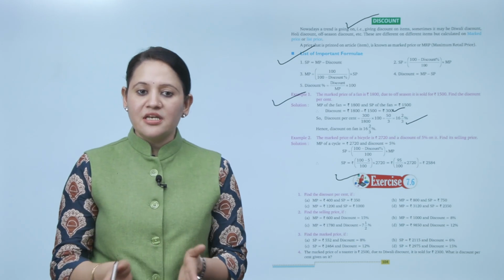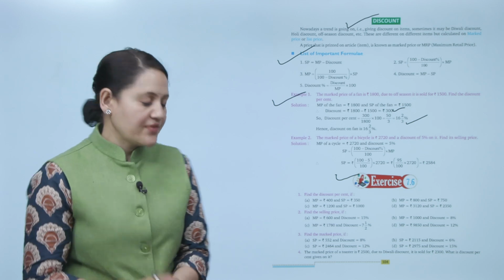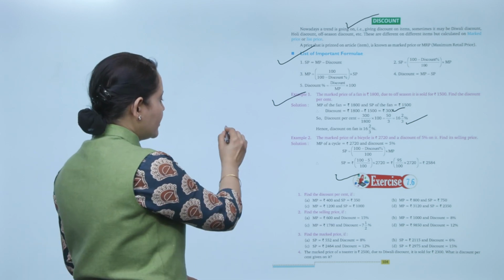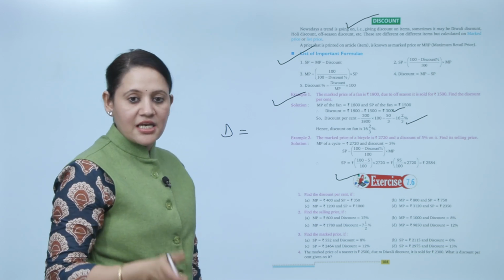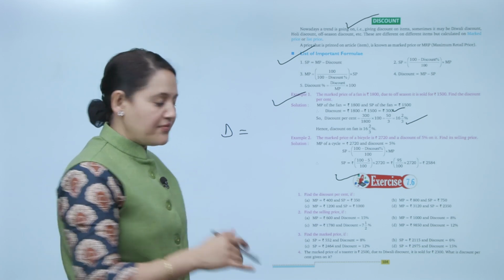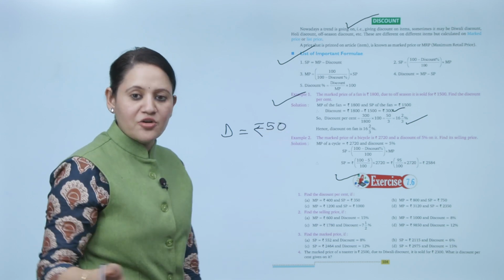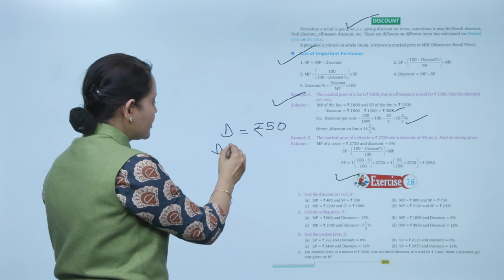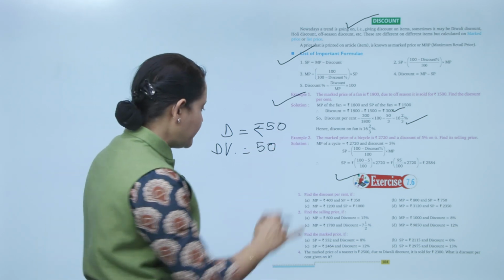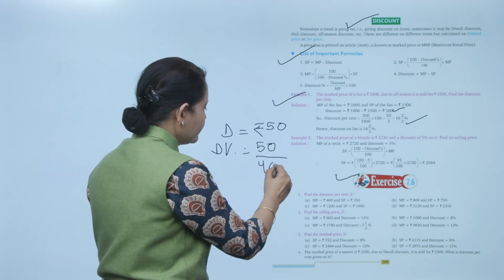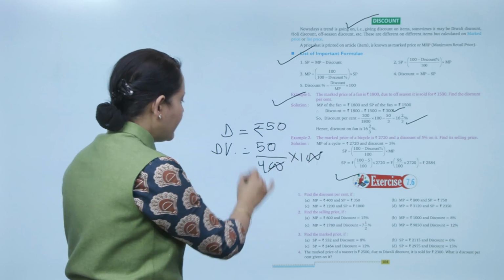Next is exercise 7.6. Find the discount percent if mark price is rupees 400 and SP rupees 350. So first we'll find out the discount, that is equals to mark price minus SP. 400 minus 350. So here it is rupees 50. Now we have to find the discount percent. So discount percentage equals to हो जाएगा 50, let's find on mark price. Mark price here is 400 into 100. 50 divided by 4.